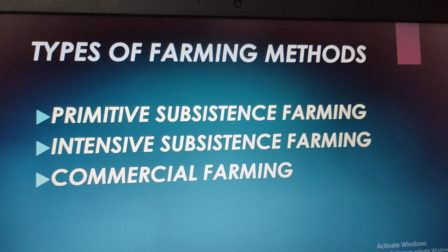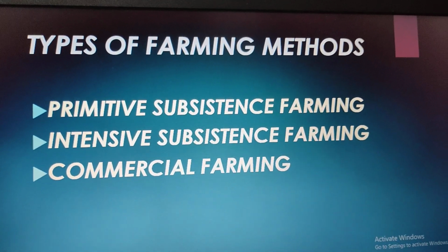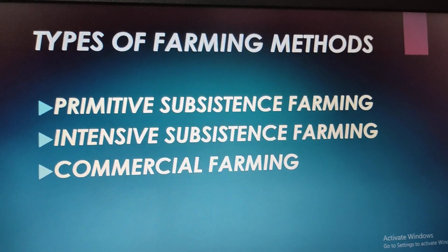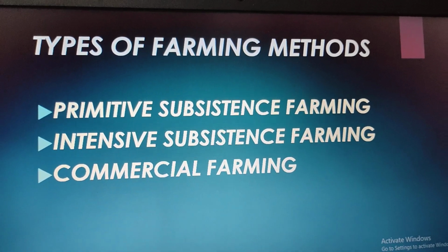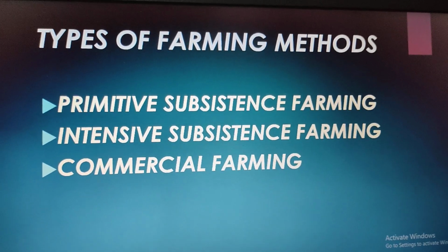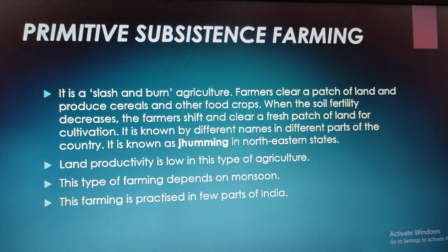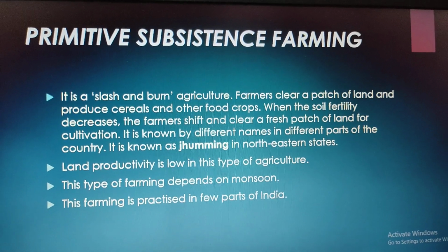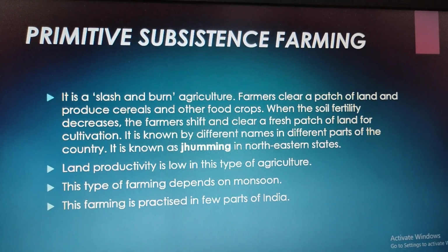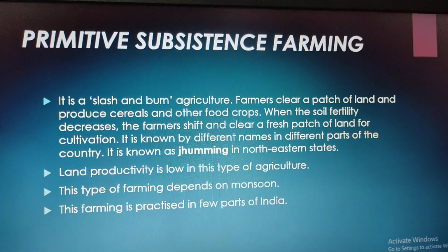Apart from that, after growing one season crop on one patch of land, the farmers leave it and start farming on another patch of land. That is also called the slash and burn technique, right? So primitive subsistence farming is a slash and burn agriculture. Another name for primitive subsistence farming is slash and burn agriculture.